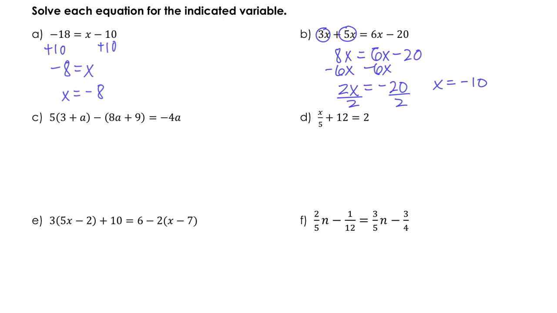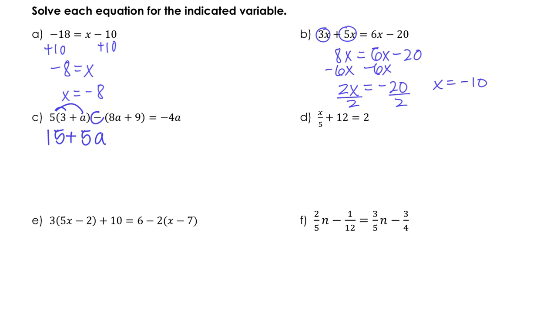So for letter C, you can see we have something like what we did in the last lesson on the left side, and then a minus 4a on the right side. So we need to kind of distribute and simplify the left side before we can do anything. So what am I going to do with that 5 that's in front of the parentheses? Distribute it. So I'm going to have 15 plus 5a.